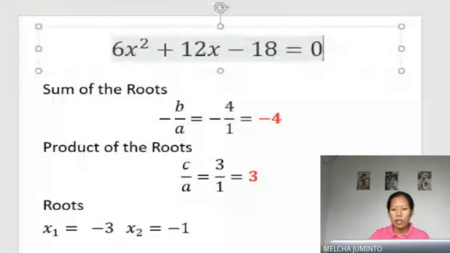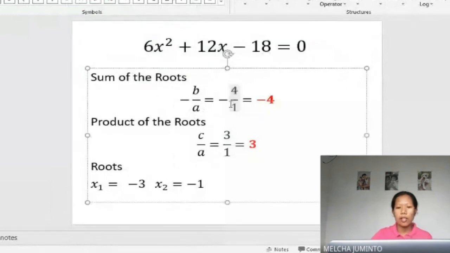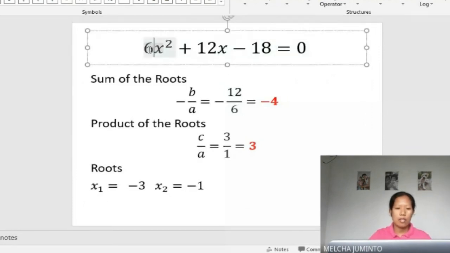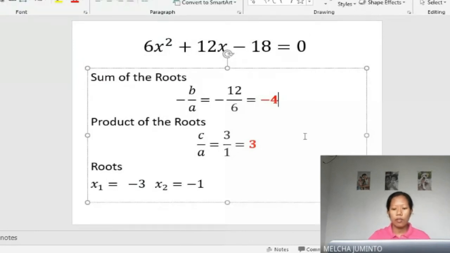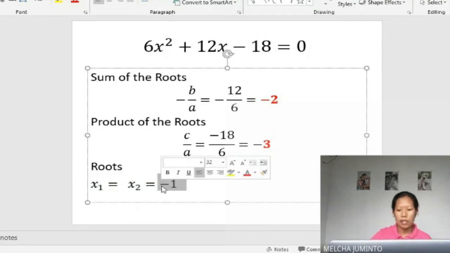It can be solved using the same formula for the sum and product. The sum is negative b over a. So negative 12 over 6, because b here is 12, a is 6. Then simplify, negative 12 divided by 6 is negative 2. For the product, c is negative 18 and a is 6. Negative 18 divided by 6 is negative 3. So we have the sum is negative 2 and the product is negative 3.